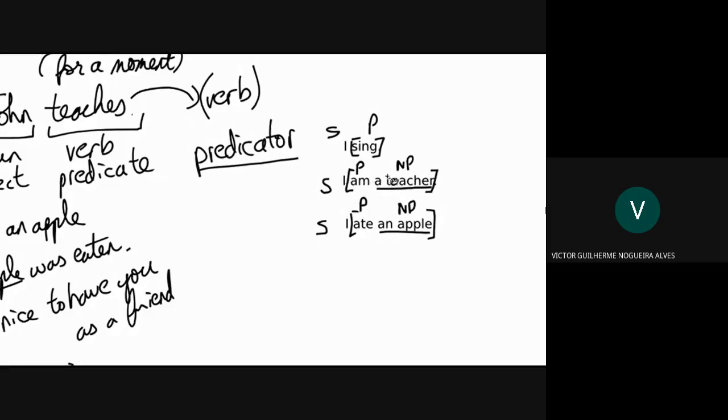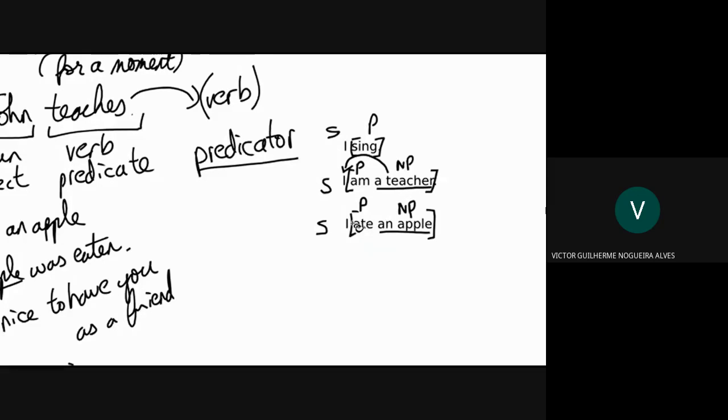I am a teacher. A teacher describes me, right? So this noun phrase describes who I am. Does an apple describe who I am? Well, not really. I do things to apples, right? I come across apples and I eat them. I don't do anything to the teacher. I am a teacher. That's who I am. All right? So we have two different ways that these noun phrases behave within the sentence.